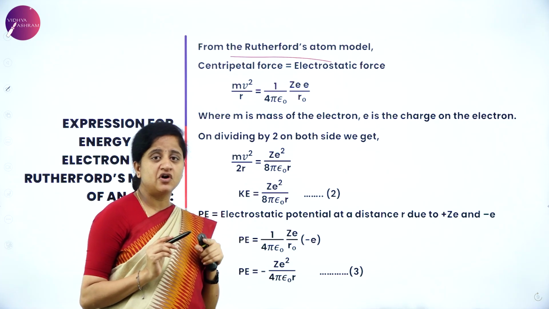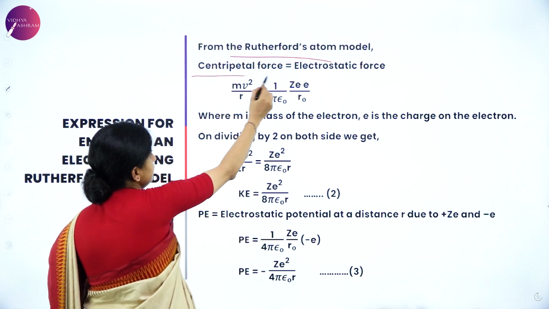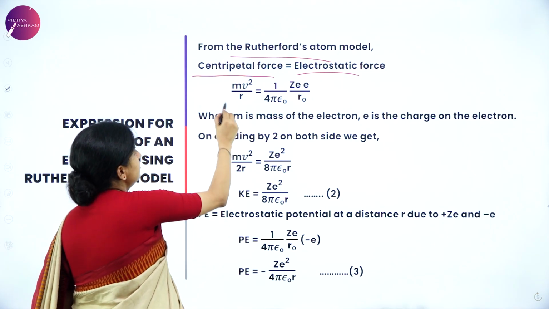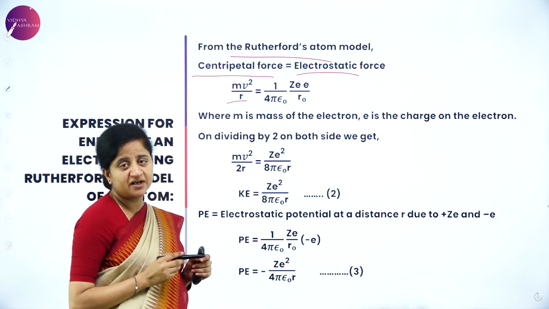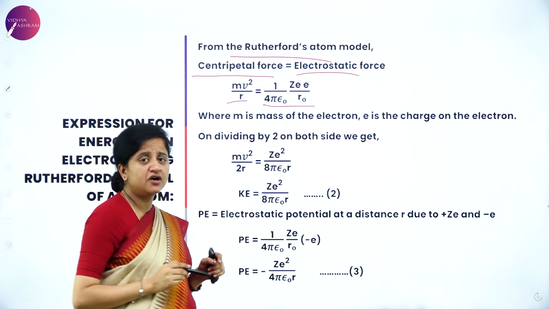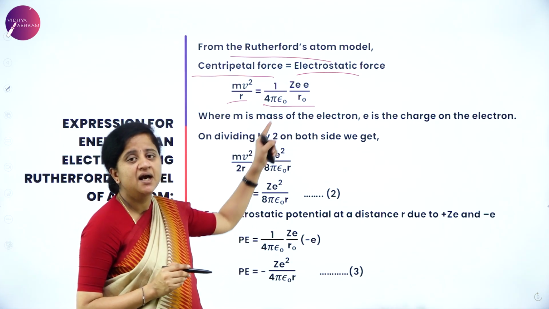It will be in its own orbit. So there is a presence of centripetal force which is equal to the electrostatic force between them. Now the centripetal force expression is given by mv square divided by r, and the electrostatic force is given by 1 by 4 pi epsilon naught Ze into e divided by r naught.